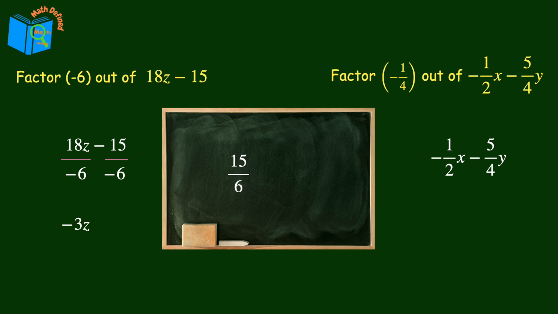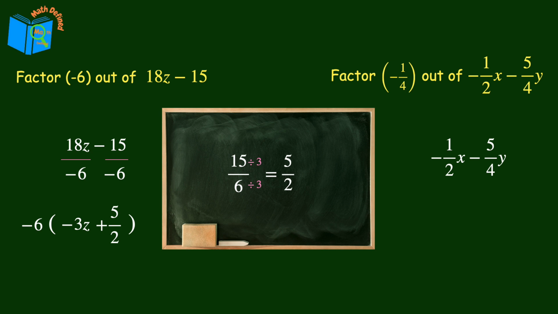Now we can reduce it by dividing both the numerator and the denominator by the shared factor of 3. And 15 divided by 3 is 5, and 6 divided by 3 is 2. So dividing negative 15 by negative 6 results in positive 5 over 2. Finally, we'll put these terms in parentheses with the factor we divided out, negative 6, on the outside.